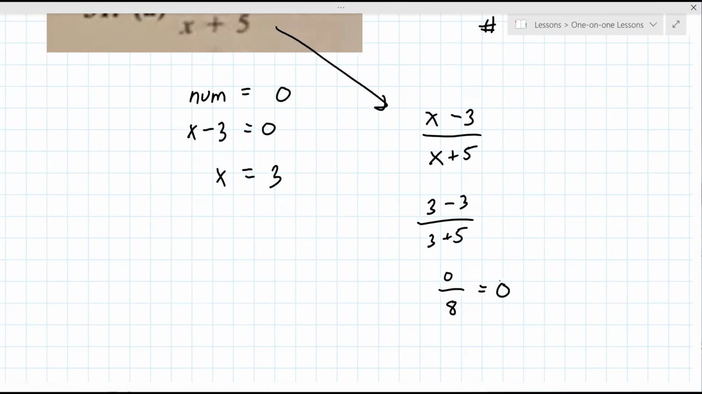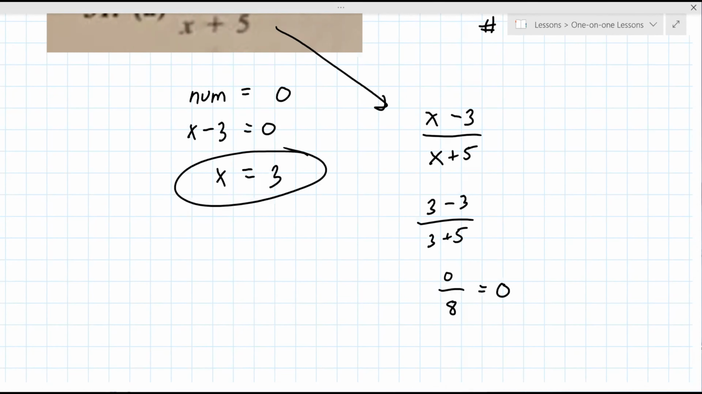So is that just 0? It ends up being the answer for this one? No. This is the answer. Oh. So it's just the numerator becoming 0? Yes. So equals 3, all right.